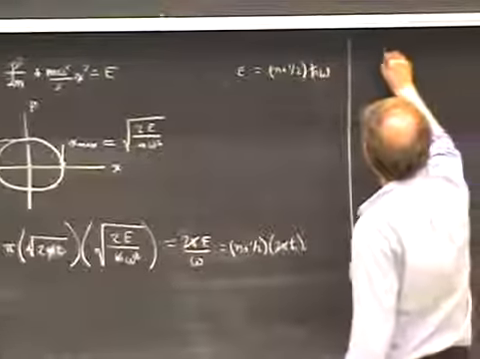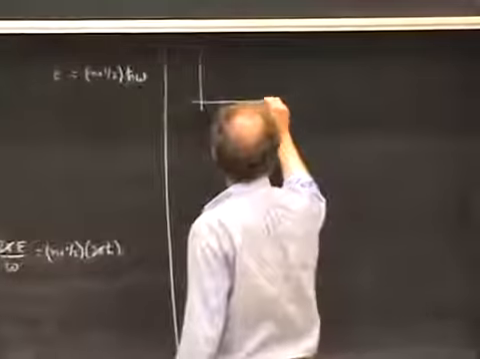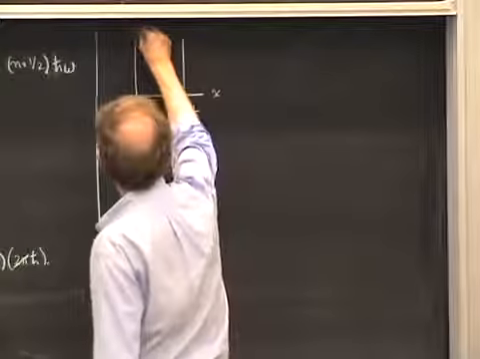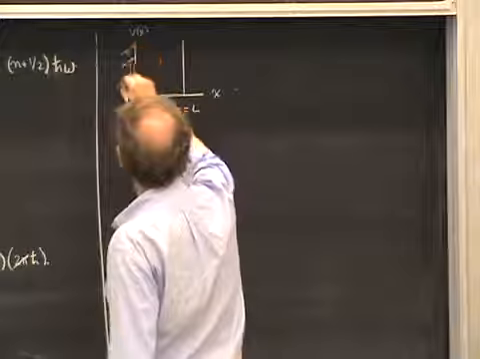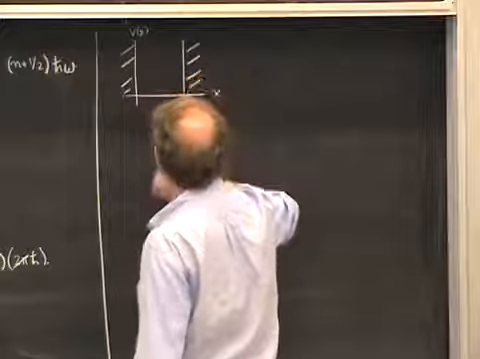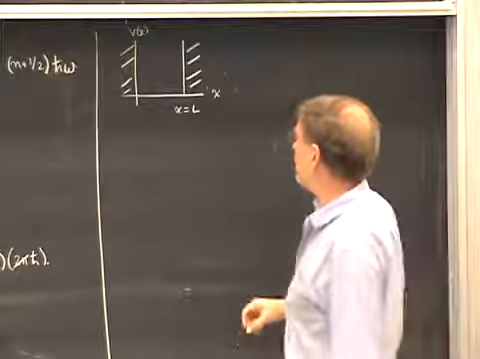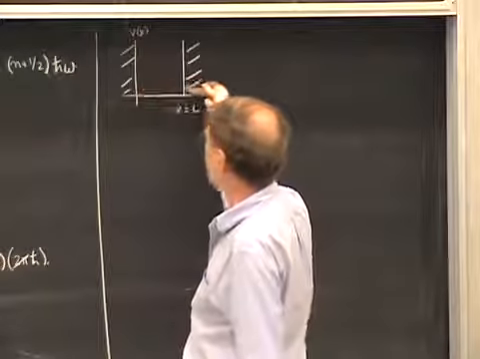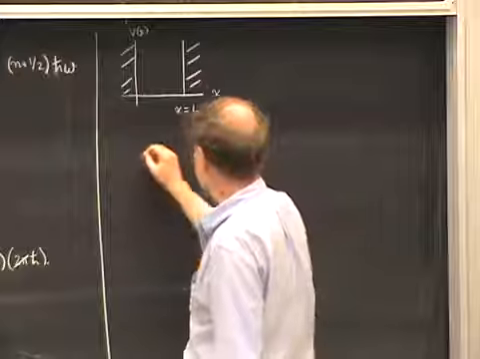Something next to a particle in a box. So here's x. Here's, let's say, x equals L, the size of the box, and the potential energy is 0 inside the box, but it's infinity outside. So these are hard walls. And the size of the box is L. Now, of course, the classical particle just bounces back and forth in the box, like this.